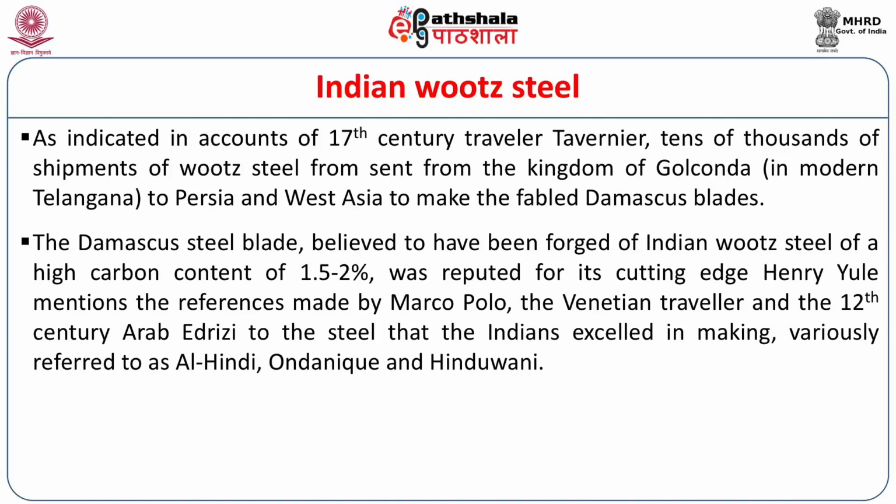Henry Yule mentions the references made by Marco Polo, the Venetian traveller. The 12th century Arab Edrisi also mentioned that the Indians excelled in the making of steel, variously referred to as Al-Hindi, Ondanik, and Hinduani. The fame of the wood steel also derived from the fact that it was the raw material used to forge the Damascus blades. And according to accounts, the best of the Damascus blades were forged in places in West Asia, such as Damascus.